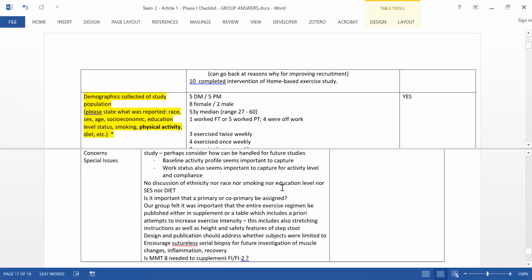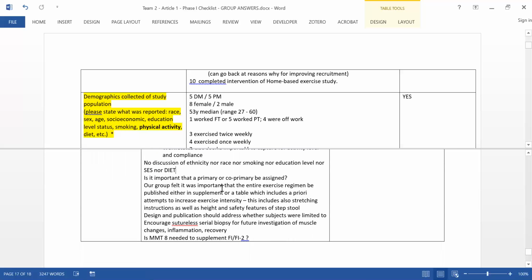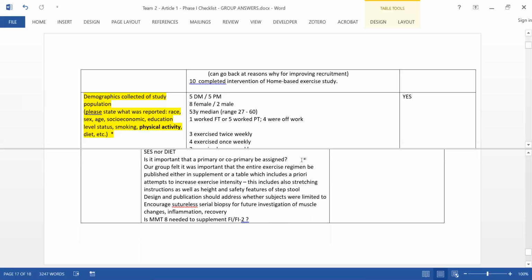Baseline activity profile was a very important thing to capture, and we noticed it is not captured in all studies. And this could actually have a lot to do with adherence to the program. Also, we were impressed that the work status was captured. There was no discussion of ethnicity, race, smoking, education level, or diet. We thought that was important. And whether there should have been a primary or co-primary assignment, even though this is an observational study, is a question.